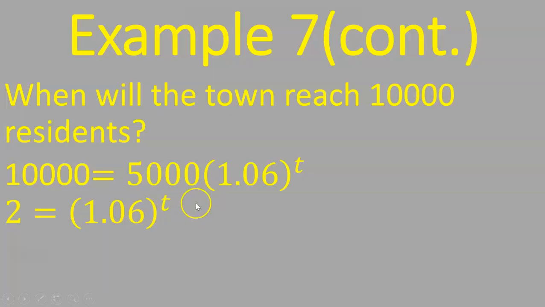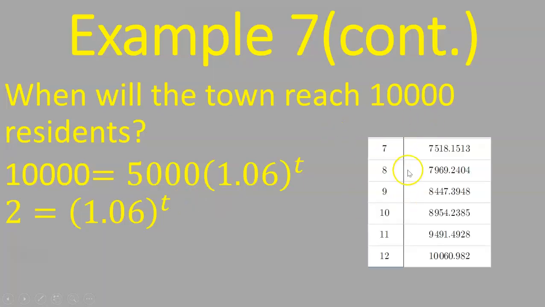Now, you could, in this particular example, use a table. I pull one from Desmos. You can pull one from any calculator. And you can see from this table, when will the town reach 10,000 residents? Well, it looks like the 12th year it will, somewhere just shy of that 12th year. But logarithms could pinpoint that precisely.